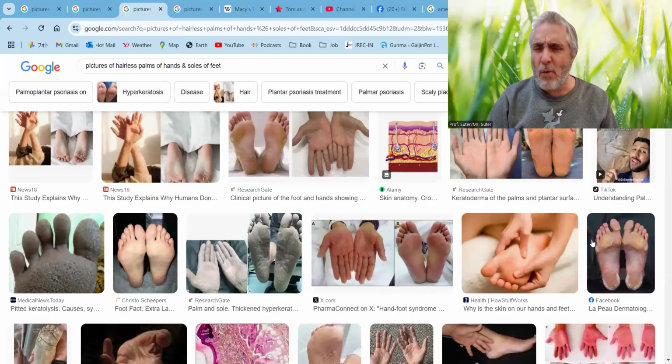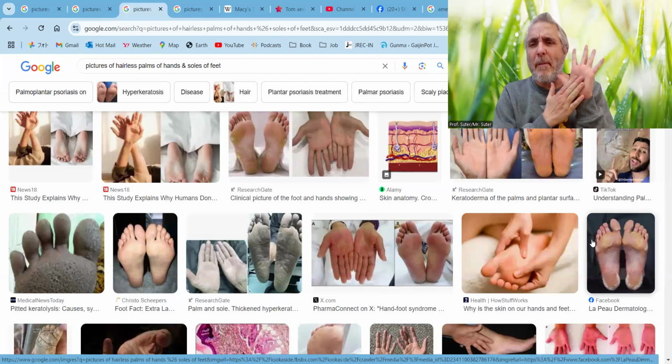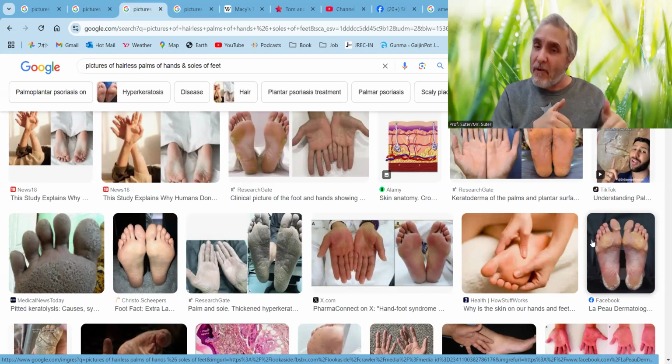Today's why question is why don't we have hair on the bottom of our hands? We say palms, the palms of our hands, or the bottom of our feet, which we say soles, the soles of our feet. Why don't we have hair there? Well, of course, the quick answer is we don't have follicles there.